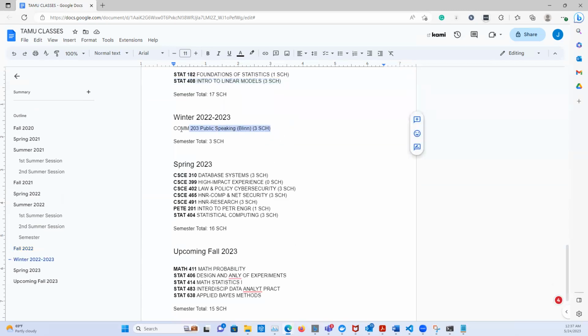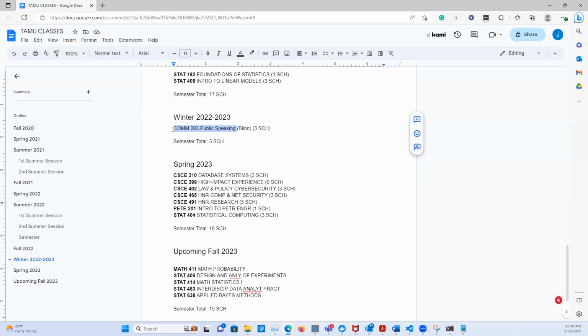Next, we're moving into the winter semester for 2022, 2023. I decided to do public speaking over the winter semester. And so, not that bad of a class. There are no exams, just discussion boards, as well as speeches that you have to give. You have to give 4 speeches: an introductory speech, a persuasive speech, and then I'm blanking out right now, but there are 4 speeches.